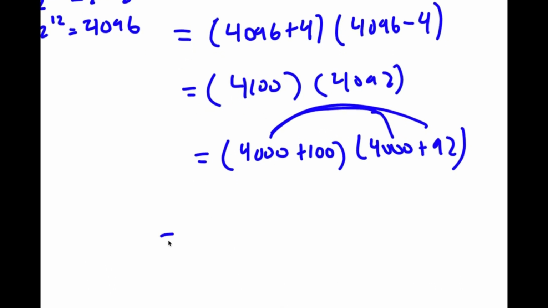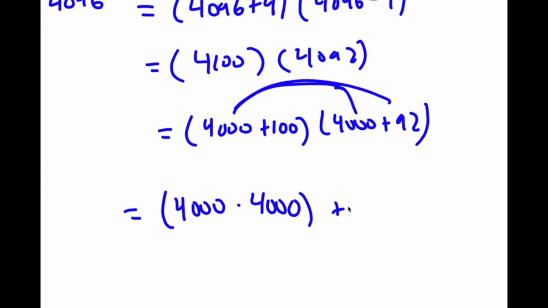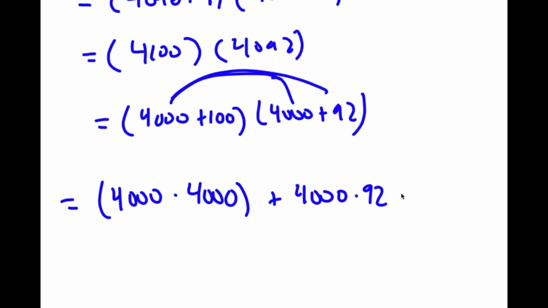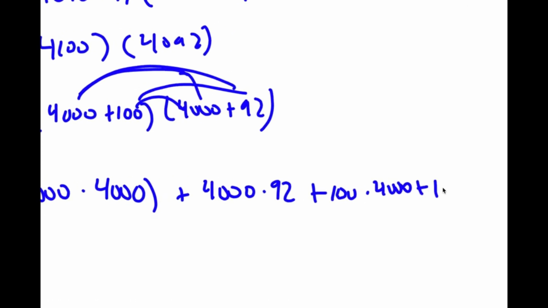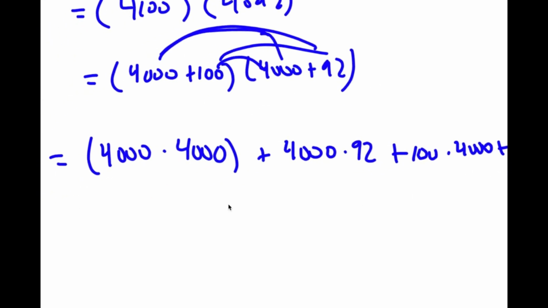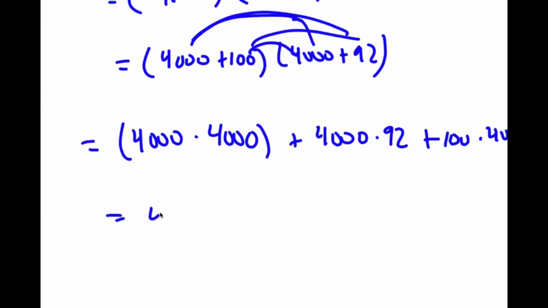I have 4000 times 4000 plus 4000 times 92 plus, now if I distribute the 100, times 4000 plus 100 times 92. Now 4000 times 4000, that's 4000 squared, plus 4000 times 92.